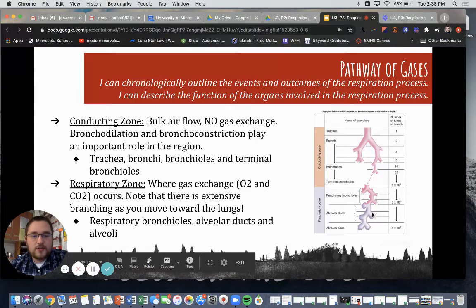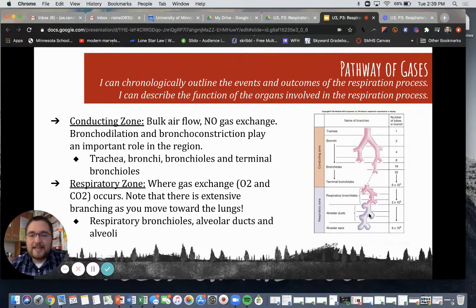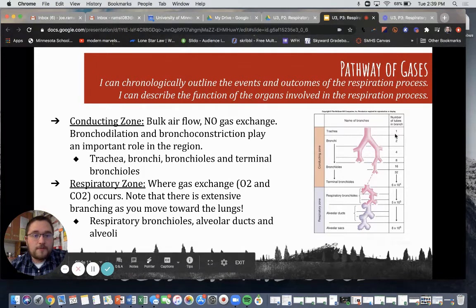We see here that there's a lot more surface area with those little ridges and sacs that are on the outside. This is because there is gas exchange occurring and there's more surface area present on this area of the respiratory system. The number of tubes in each branch also increases dramatically, as you can see on this diagram.